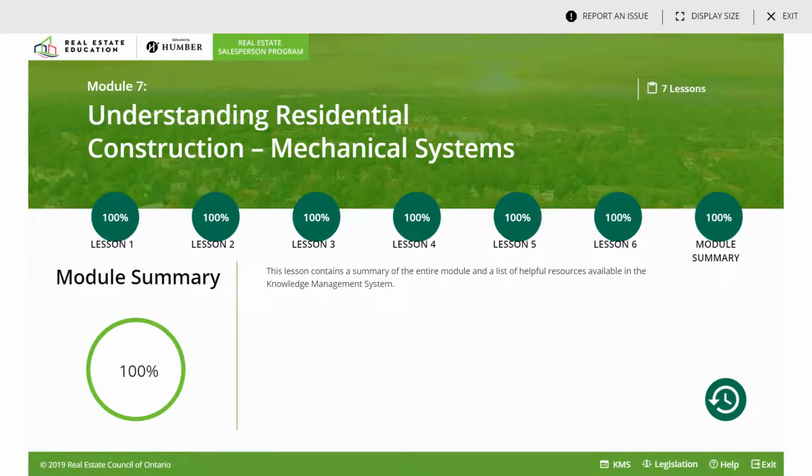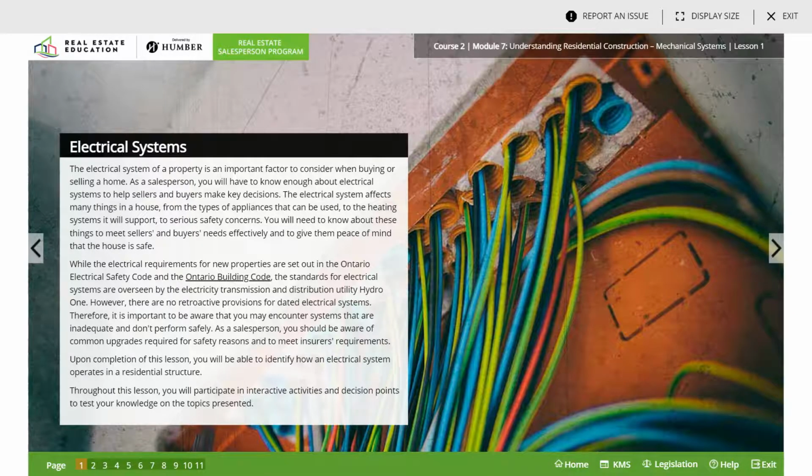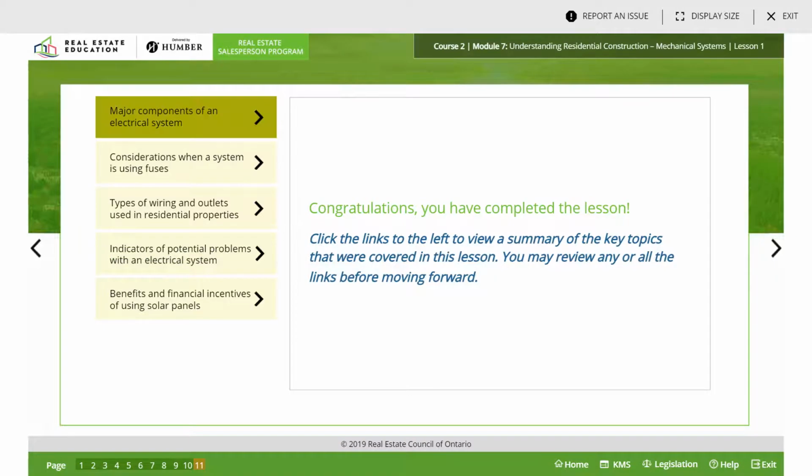Alright, so I went through this course, and basically the course summary does a very good job in summarizing the lessons. So, summarizing Lesson 1, Module 7.